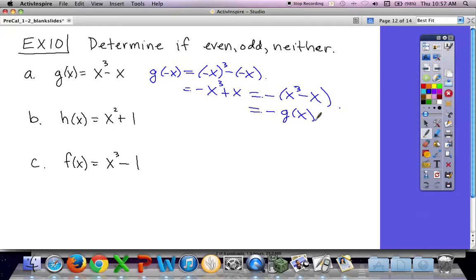You see that? So if you plug in and you get the opposite of what you started with, the g of x, then you say odd. That's odd. Okay, let's try the next one.